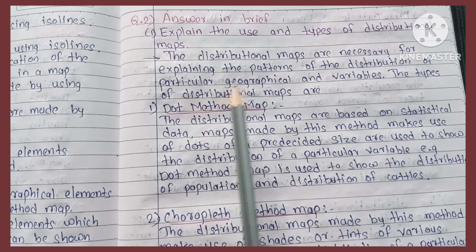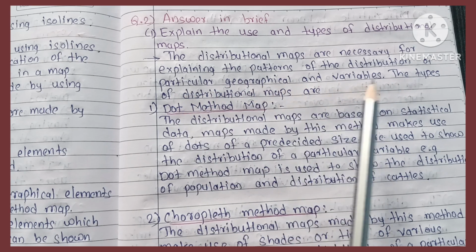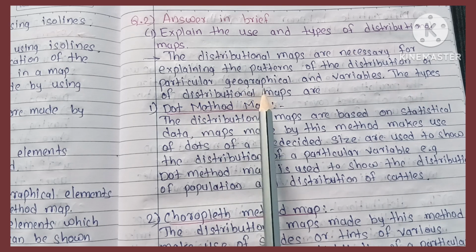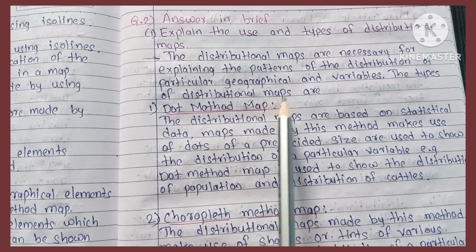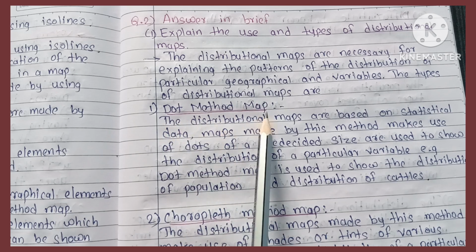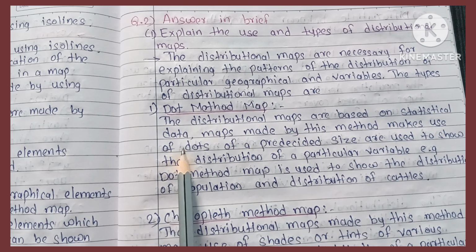Answer: Distributional maps are necessary for explaining the patterns of the distribution of particular geographical variables. The types of distributional map are: dot method map. The distributional maps are based on statistical data.